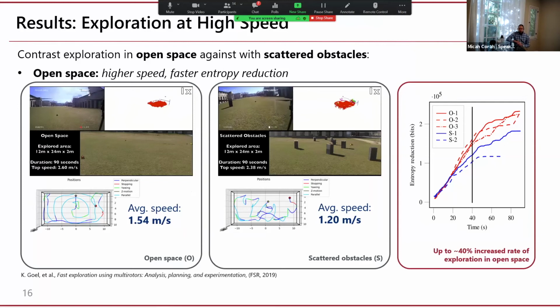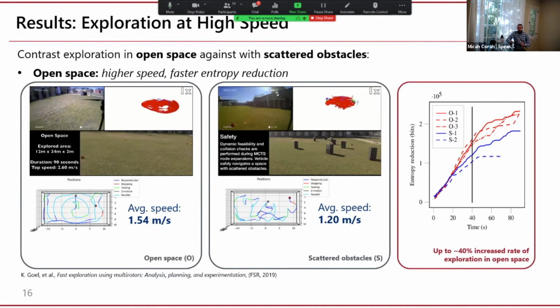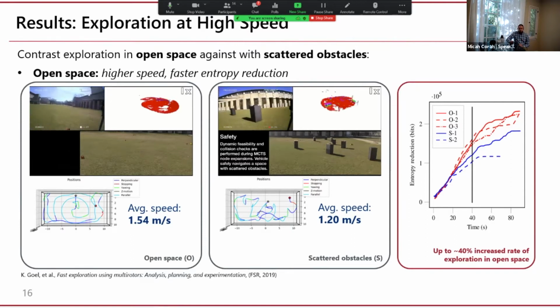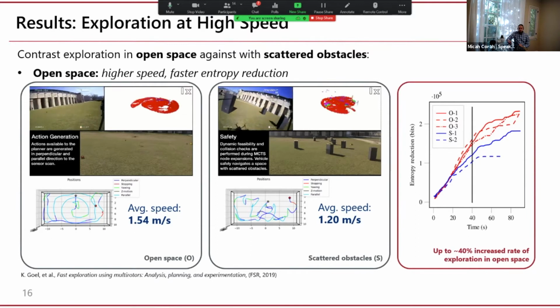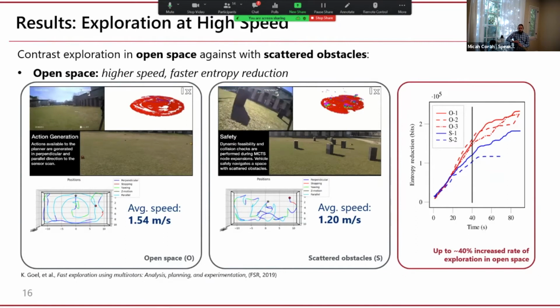So when we tested this planner in open spaces, the robot exhibited rapid spiraling motions like you can see on the left and in the plot below. And again, this is moving in parallel to the frontier, and it's able to do so then at higher speeds. Then when you put the robot in cluttered environments, the robot explored at lower speeds using those motions toward the frontiers, and generally with a more varied mix of primitives.